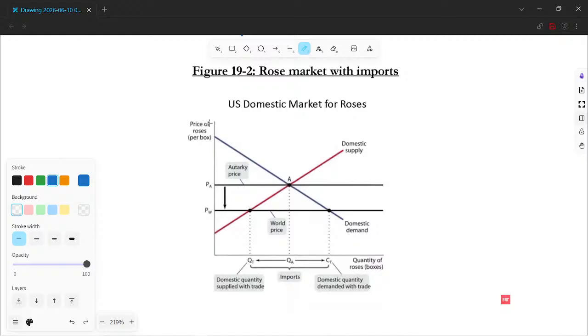Okay. Price of roses per box. Well, and then domestic demand. Domestic supply. And okay, so this is the autarky price. So this is if there's no trade, and this is if there's international trade. The price if there's international trade. So the price is lowered. This is the world price.